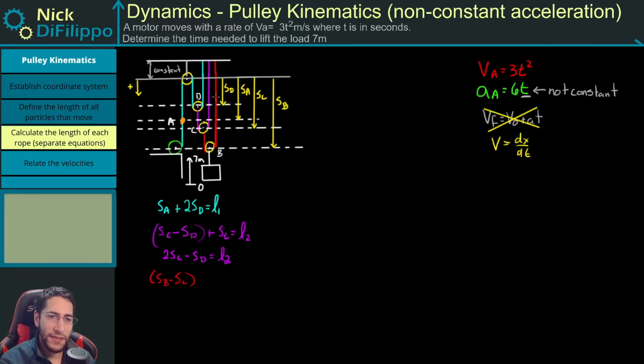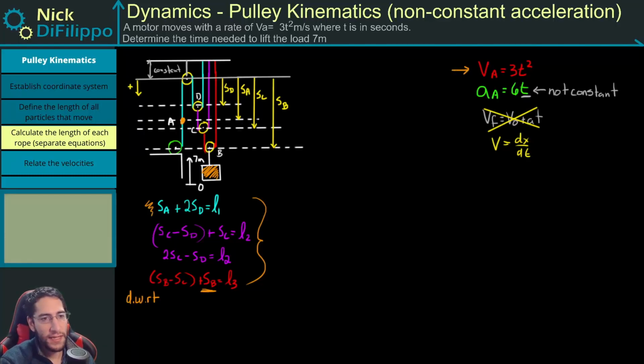And then I have this entire length, which is SB. So plus SB, and this is some constant length. We'll call it L3. Next thing we need to do, we need to differentiate these equations with respect to time. And the idea is if we can differentiate these expressions right here, we'll be able to relate the velocity of B, the velocity of this mass, with the velocity of A, which is given in the problem.